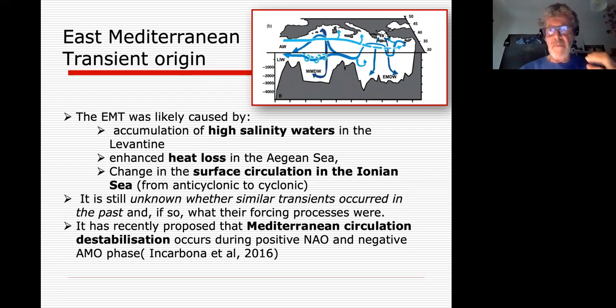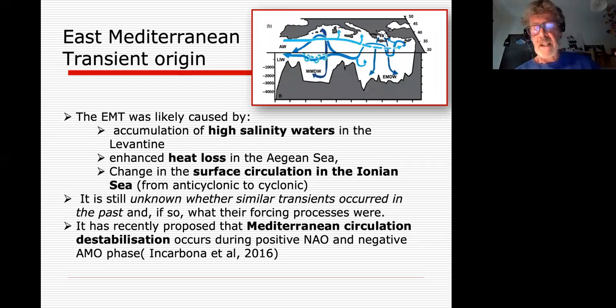First, a reduction of the modified Atlantic water inflow in the Eastern Mediterranean due to the presence of a permanent or semi-permanent strong anticyclonic blocking system southward Crete. And this means that less fresh water has been brought in the eastern basin, so an accumulation of high salinity water was the net effect of that.